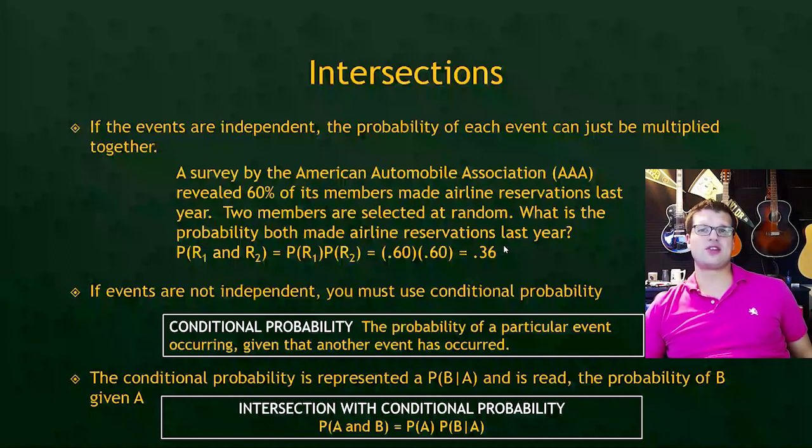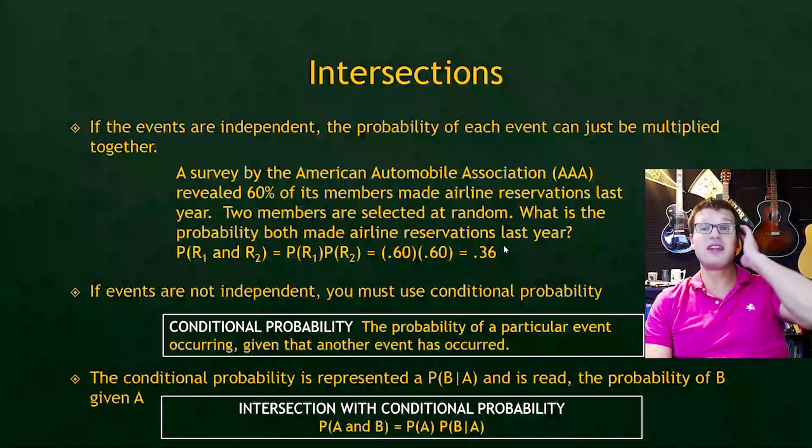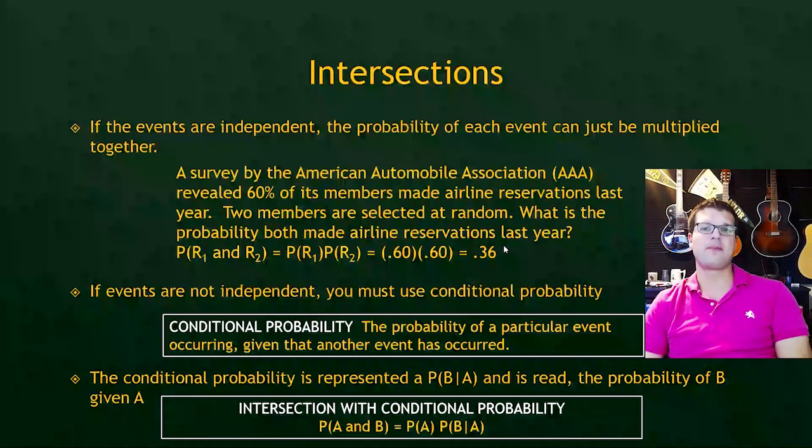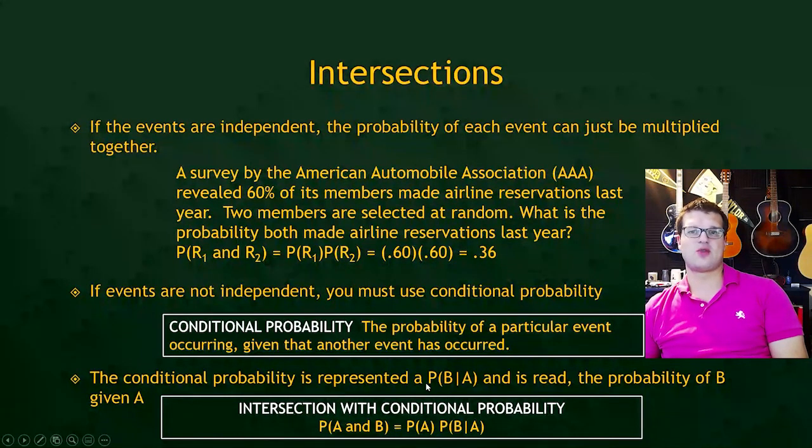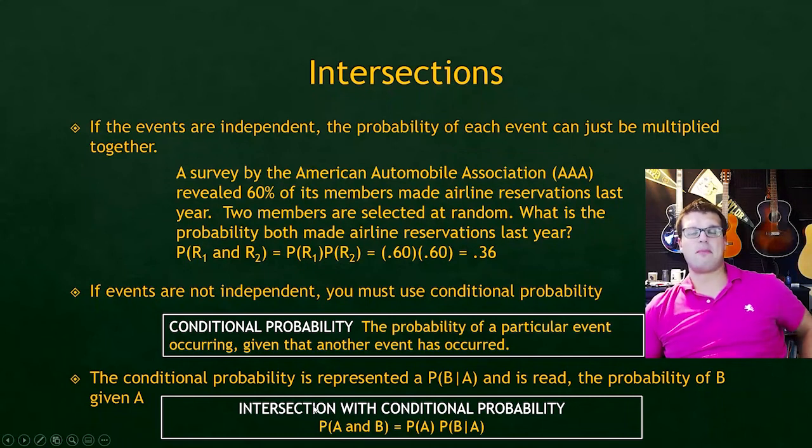So conditional probability is the probability of a particular event occurring given that, that's how you say it, what's the probability of B occurring given that A occurred? Conditional probability is represented by the probability of B given A. To do an intersection with conditional probability, like for instance, what's the probability of A and B occurring? That equals the probability of A multiplied by the probability of B given A. In other words, you've got to adjust the probability of B given that A already occurred.